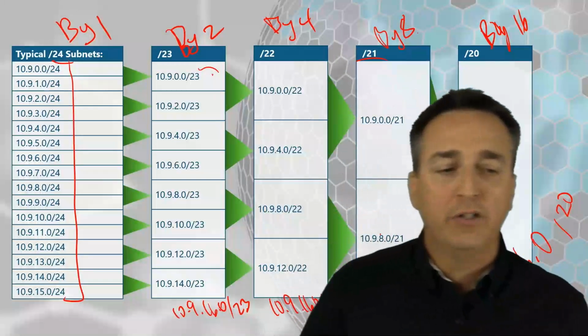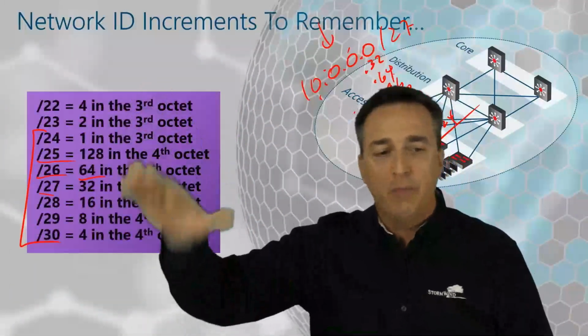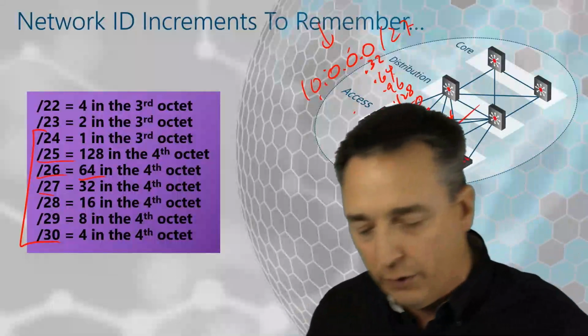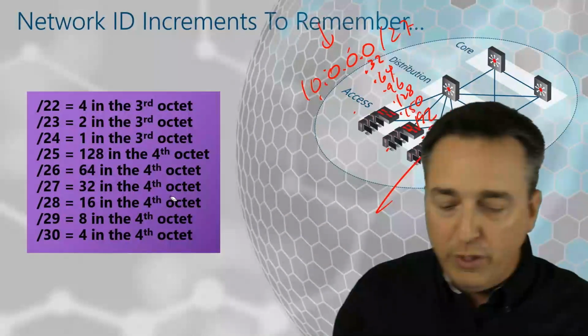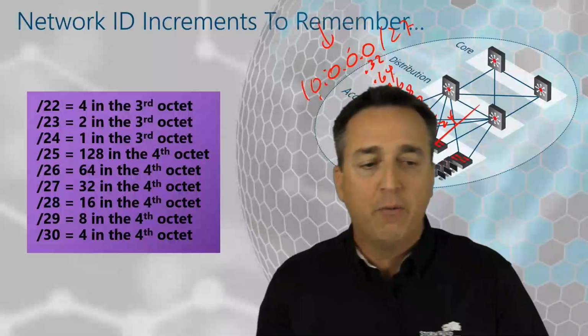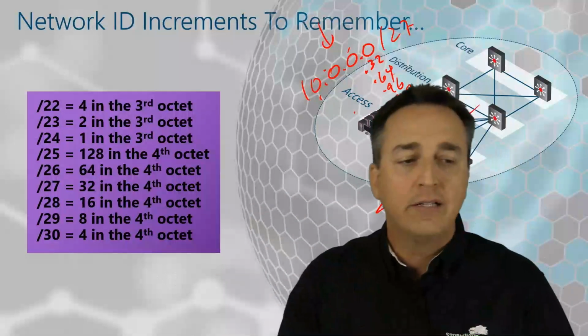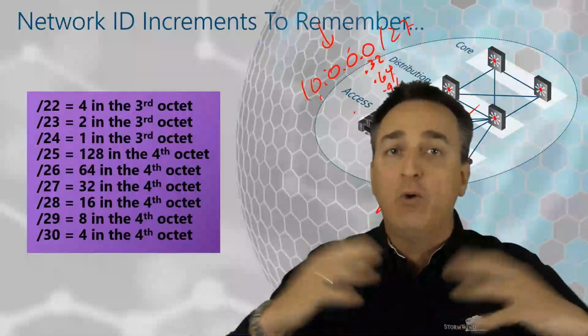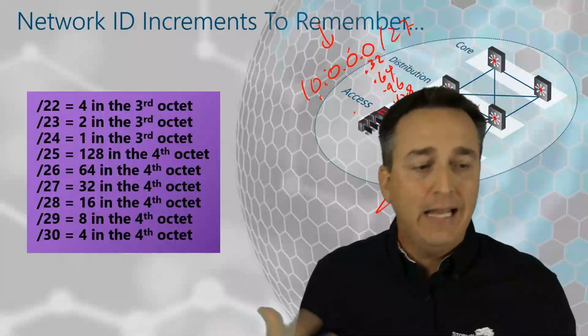So the key here for the certification exam is to make sure you memorize this. If you memorize this, it becomes really easy for you. If you don't, it becomes hard. If you can remind yourself that if I'm given a /22 network, then I'm counting by 4 in the third octet, then I can really figure out what all the network IDs are, given any address.